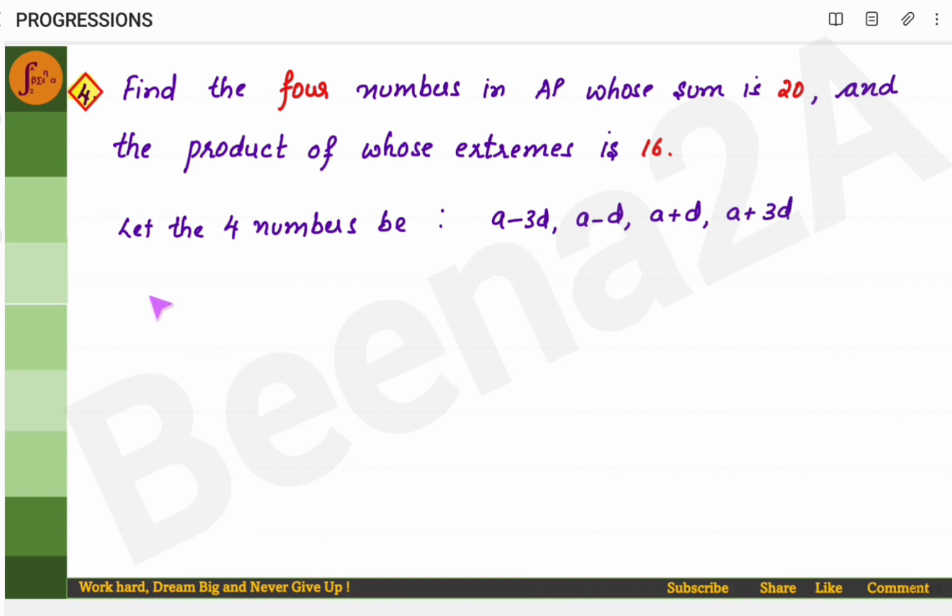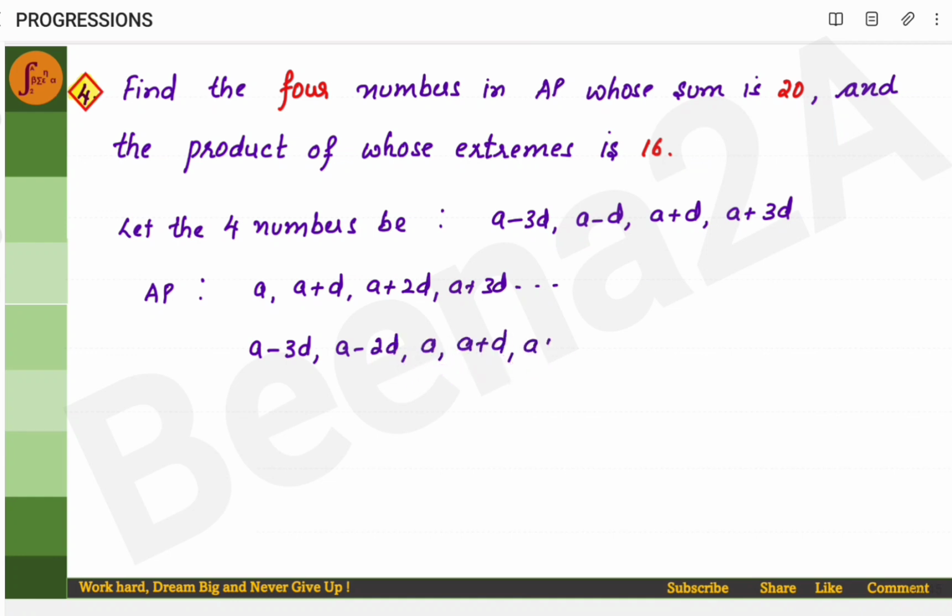We know in arithmetic progression, the series normally starts from a plus d, a plus 2d, a plus 3d and so on. It can also be a minus 3d, a minus 2d, a minus d, a plus d, a plus 2d, a plus 3d and so on. From both the sides we can have an arithmetic progression series.